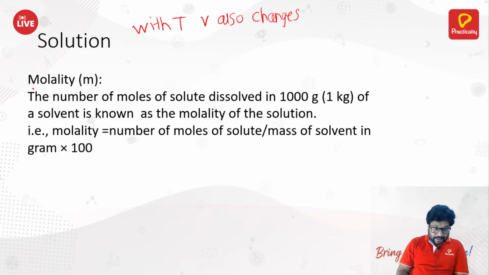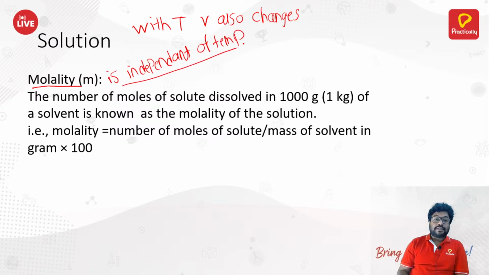But molality is independent of temperature. Why? Because you still have the number of moles of solute. Whatever we had in the last term, which is molarity, we still have in molality. In molality also you have the number of moles of solute, but this time it is dissolved in 1000 grams, or 1000 gram is also equal to 1 kg, right? So it is dissolved in 1000 gram or 1 kg of a solvent.